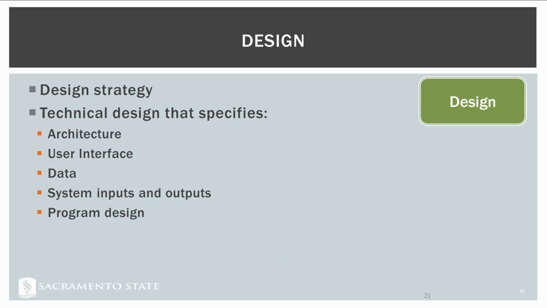Then we have our design phase. Now, our design phase is different than the analysis phase, but it's easy to get them confused. Here's how they differ. In the analysis phase, which we just talked about, we get the requirements. In the design phase, we figure out, how are we actually going to build this system? We know what it needs to do. How do we do that?